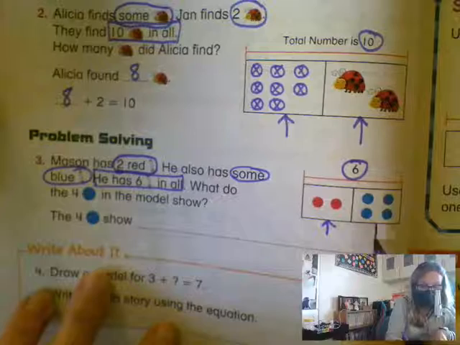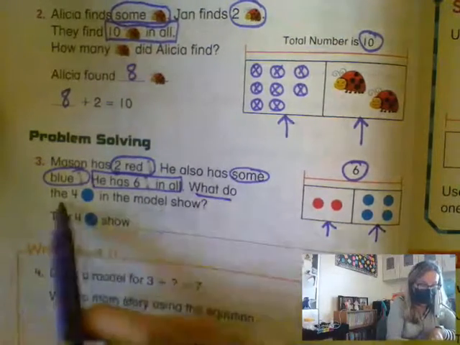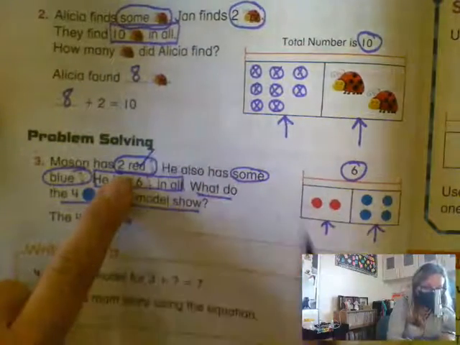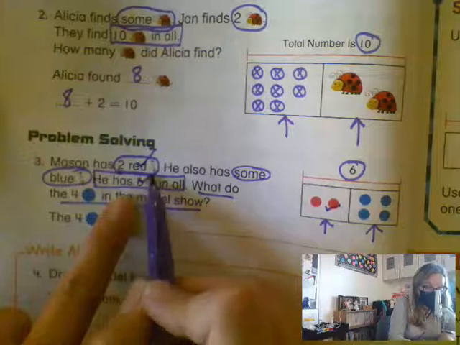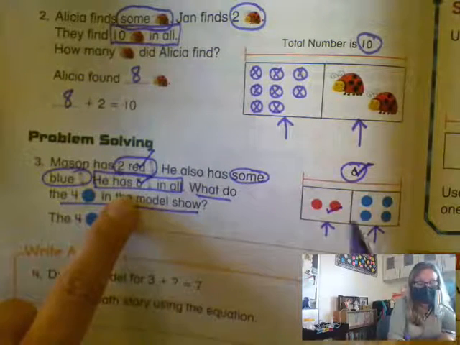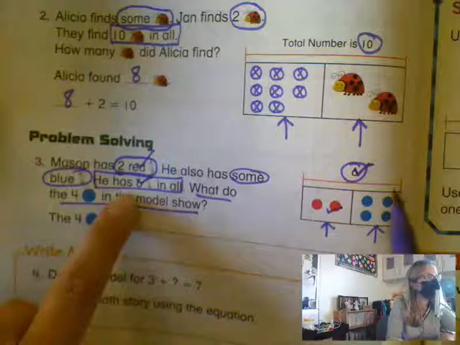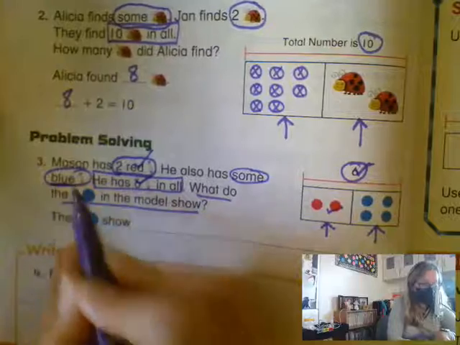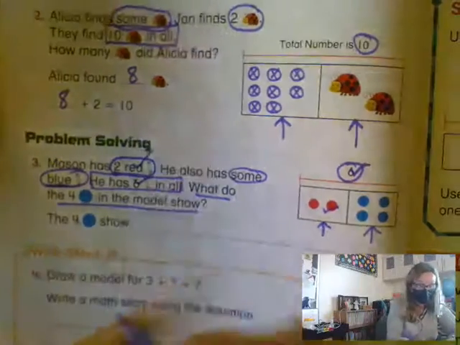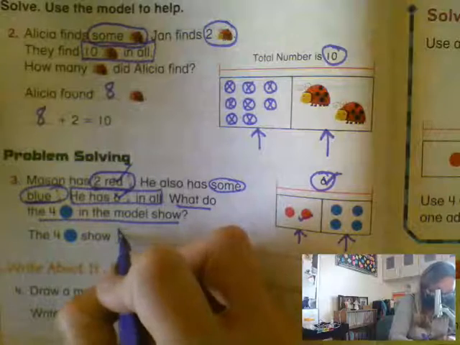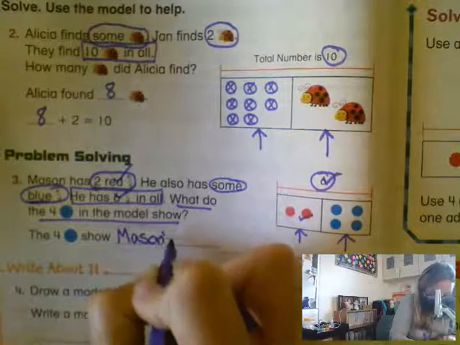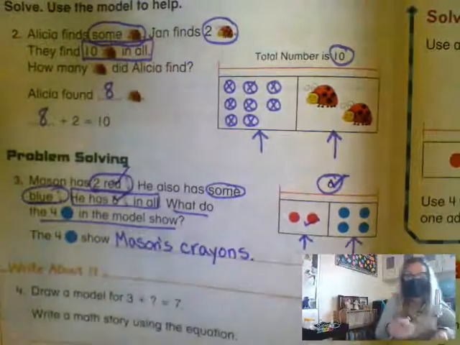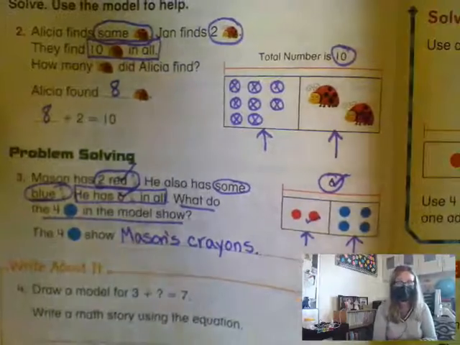So what do these 4 circles in the model show? We know he has 2 red. We've got those right here. We know altogether he has 6. We've got that here. So what do these blue counters show? Ava June? 4 what? 4 blue crayons, right? Excellent. So the 4 counters show Mason's blue crayons. Or another way to say that is those 4 dots show the other part, right? Because 2 parts make 1 whole.